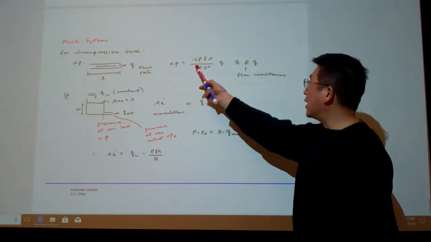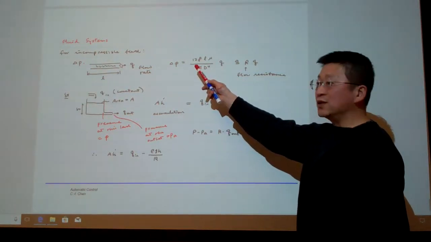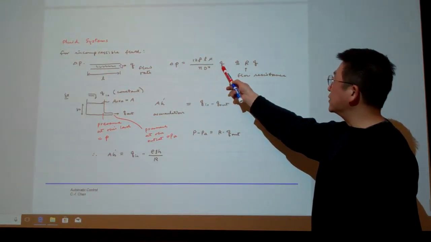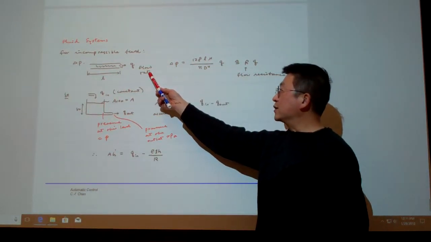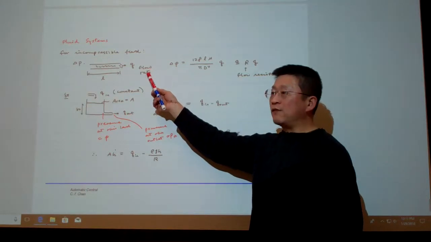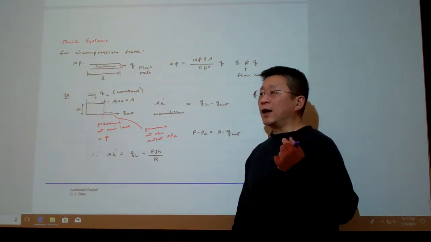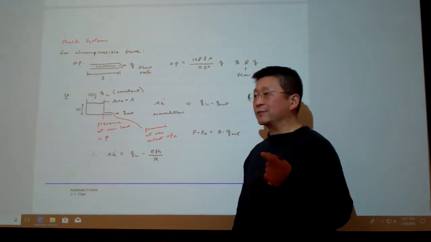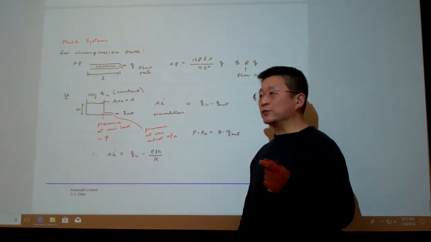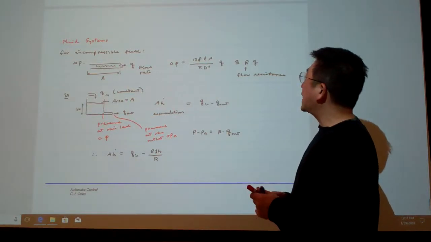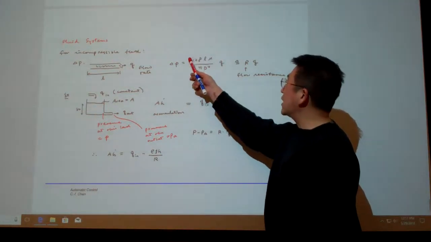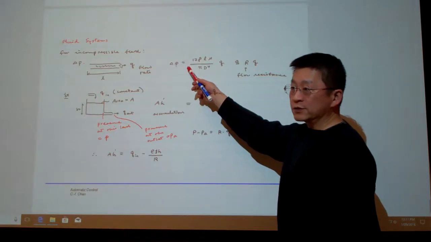Delta P is linearly proportional to the Q. Q is called the flow rate. Flow rate is in terms of the volume per time, volume per minute, or volume per hour. So that we call the flow rate. Okay, and that one in this is called the frictional coefficient.